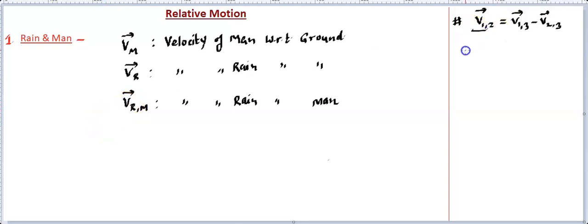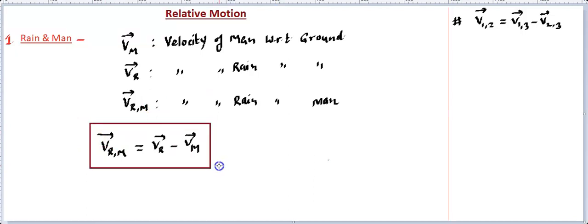We can follow this rule, and we already know what the formula is going to be. The formula is simple. The velocity of rain with respect to man is equal to the velocity of rain minus the velocity of man. That's all. Two velocities will be given to you, and the third velocity you need to find. VR will be given to us, VM will be given to us. So we need to use basically subtraction of two vectors, and using the subtraction of two vectors we can find out what the velocity of raindrops is with respect to the person, and that will do our job.